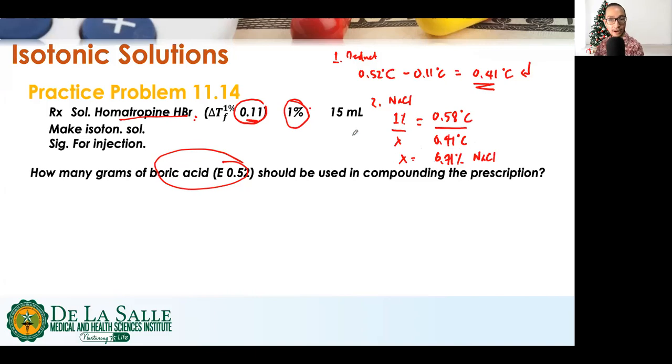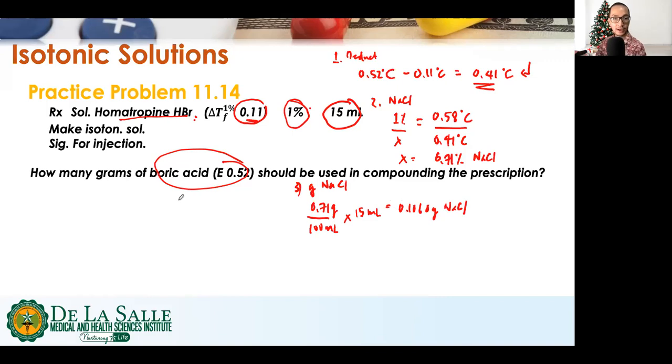Now we have a 15 ml solution. So that's step number 3. Compute for the grams of sodium chloride. So we have 0.71 gram per 100 ml of the solution times 15 ml. So this is 0.1060 gram of sodium chloride.